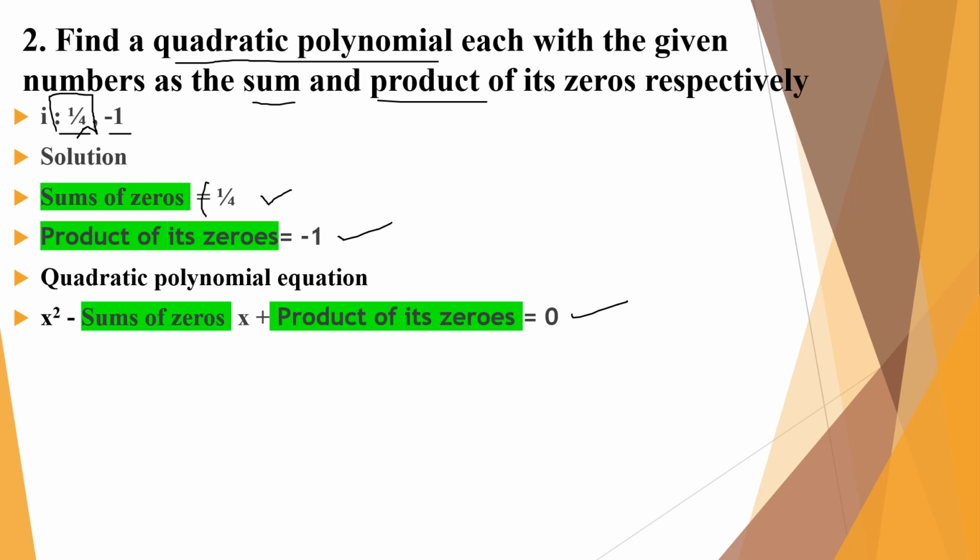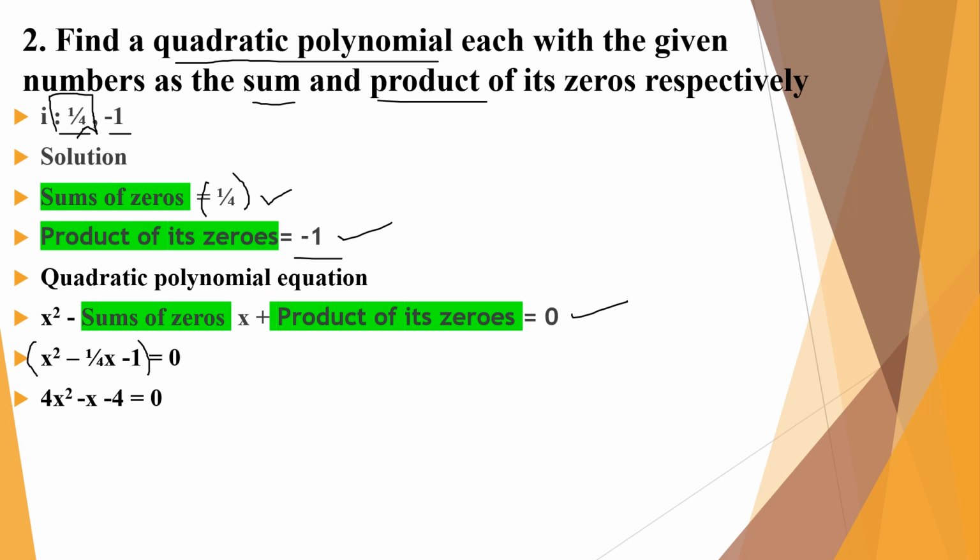x square minus sum of its zeros. Instead of sum of its zeros, we are going to substitute the values in the given question. From the question, x square minus 1 by 4 of x, plus product of its zeros, which is minus 1. So what is the quadratic polynomial here? x square minus 1 by 4 x minus 1 equal to 0.